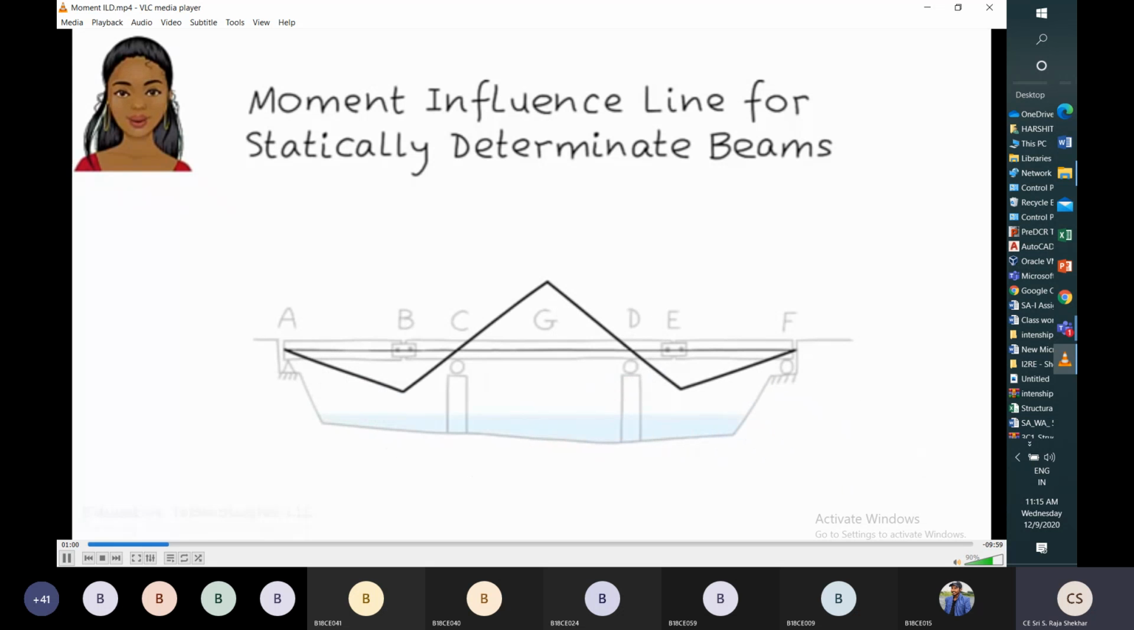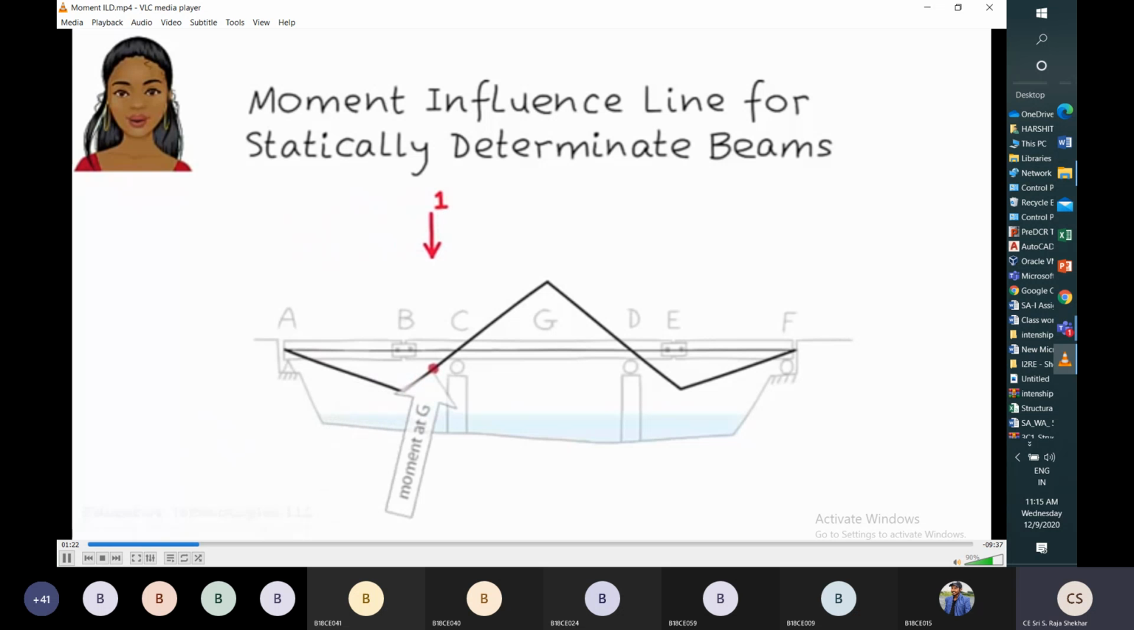So this is a variation of the moment influence line for this particular beam. This is a variation of bending moment at G when a unit point load is moving from A to F. When the unit point load is at B, the bending moment at G is a negative value, that is the maximum negative value.